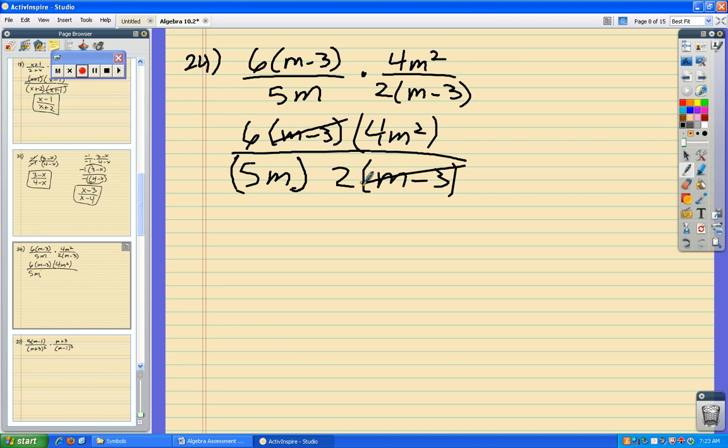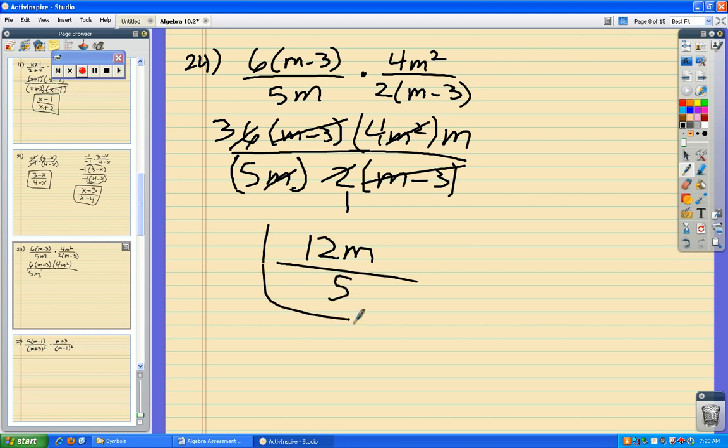The 6 and the 2? This becomes a 1, this becomes a 3. The m's, that's fine. It'll cancel out one of the m's, so there's just a single m left. Anything else? Yeah, I don't see it either. Okay, so 3 times 4 is 12m. On the bottom is 5. Okay?